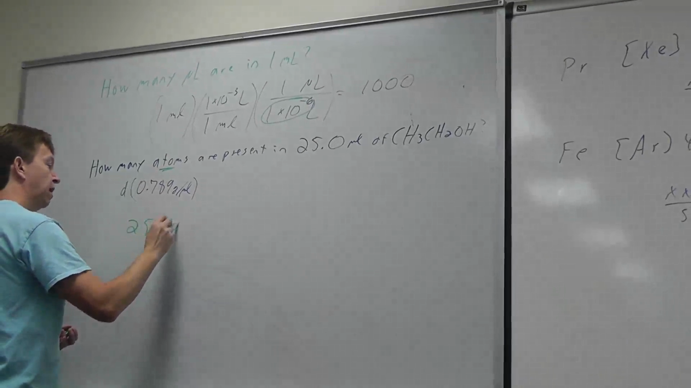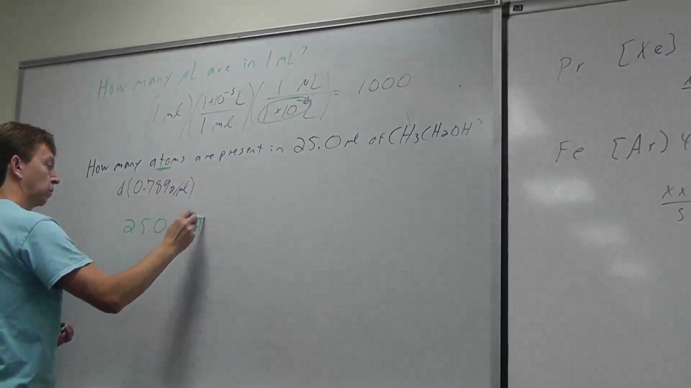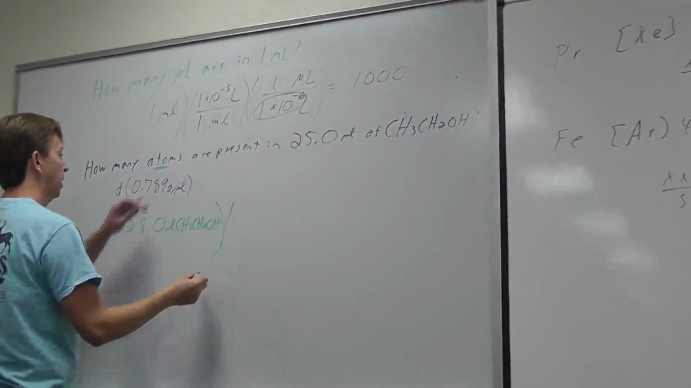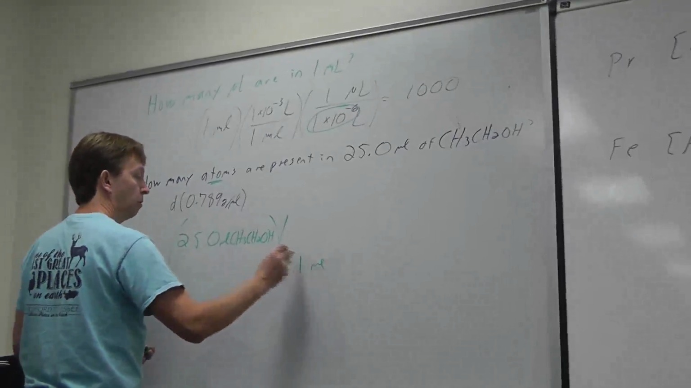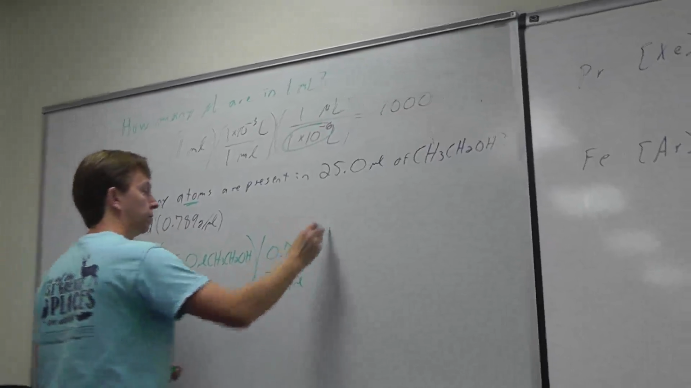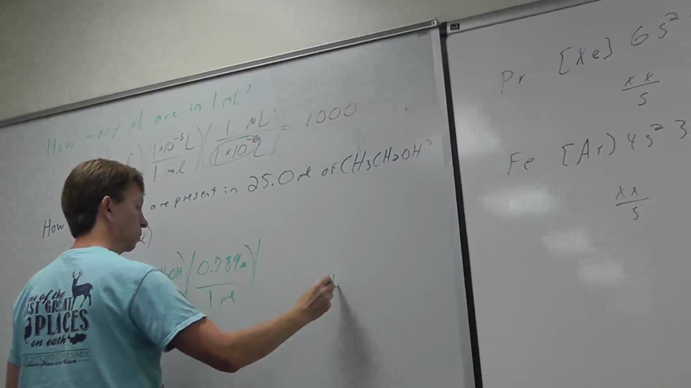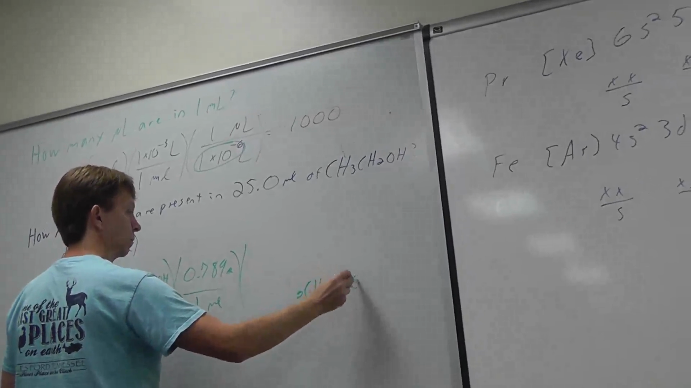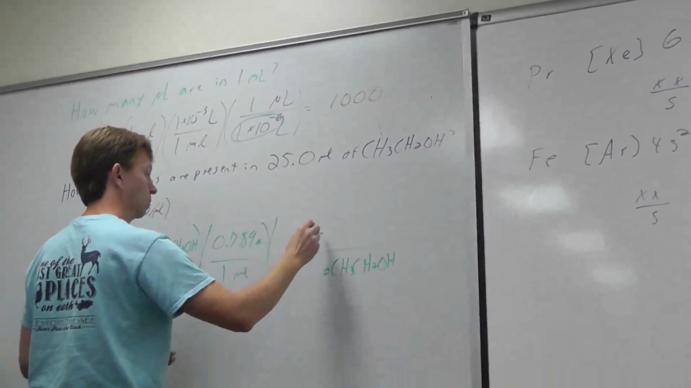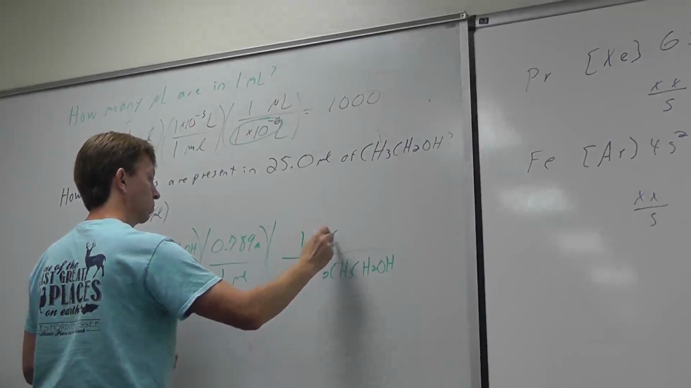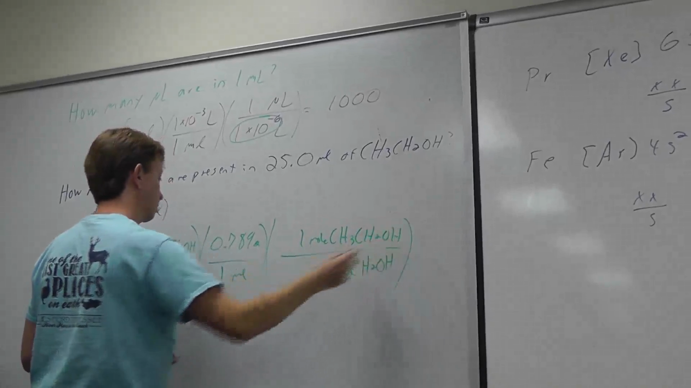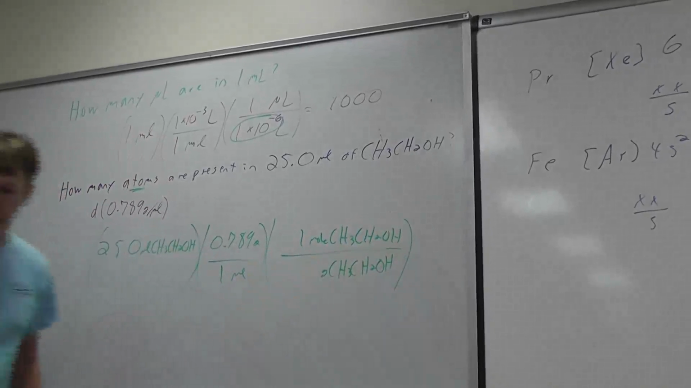All right, this one, we're looking for how many atoms. We start with our 25 milliliters. And we have a density. So 1 milliliter is 0.789 grams. So density gets us out of milliliters and into grams.